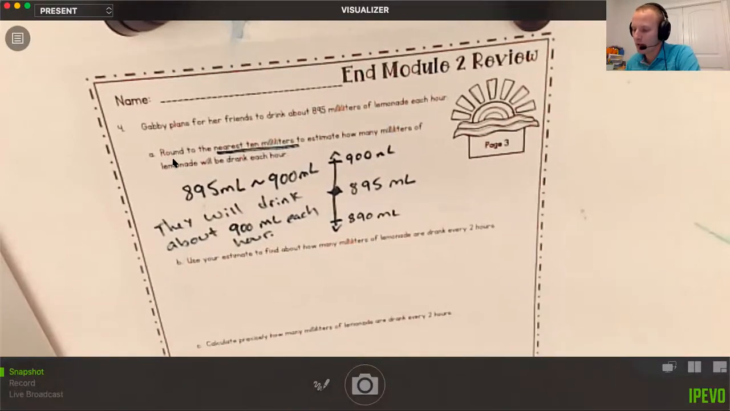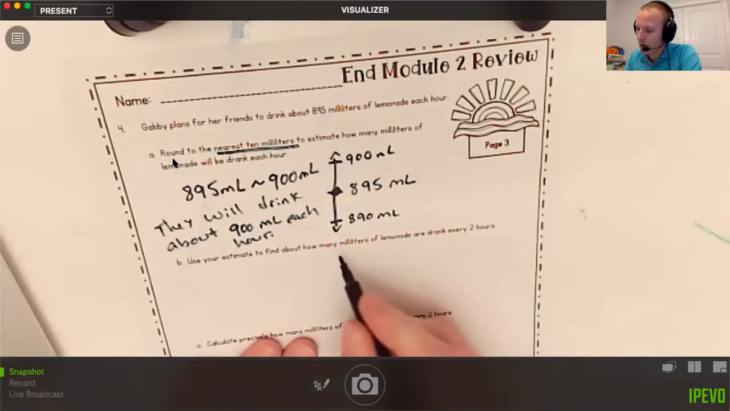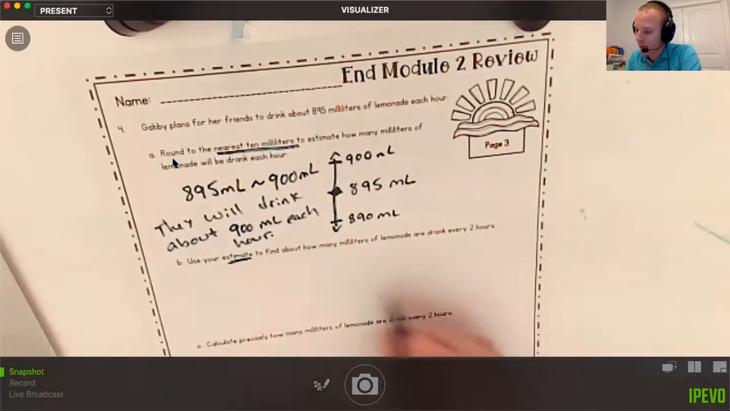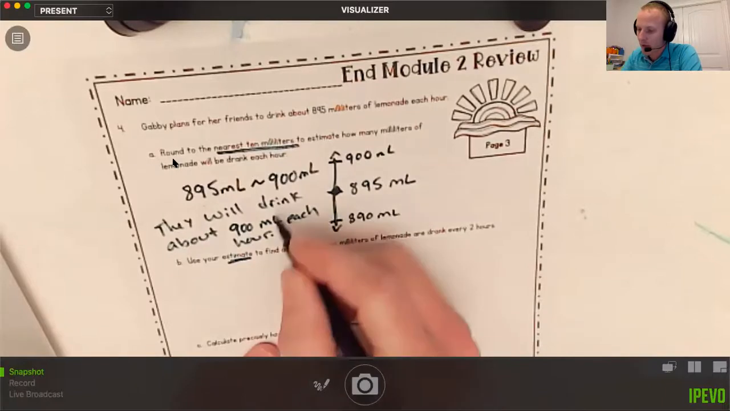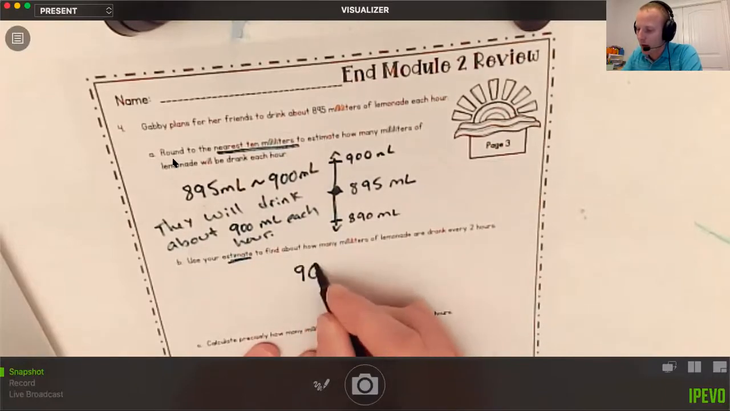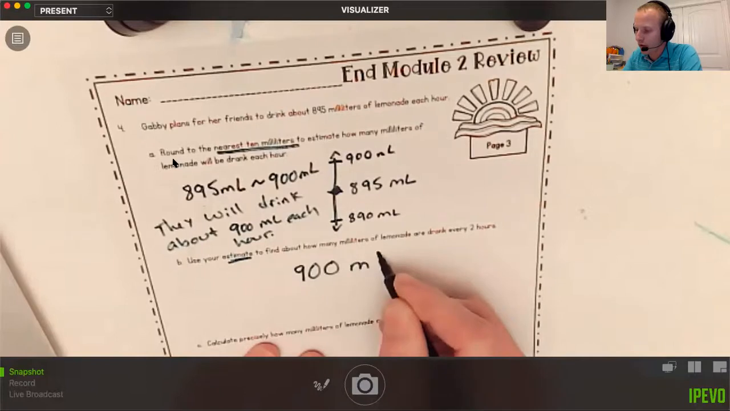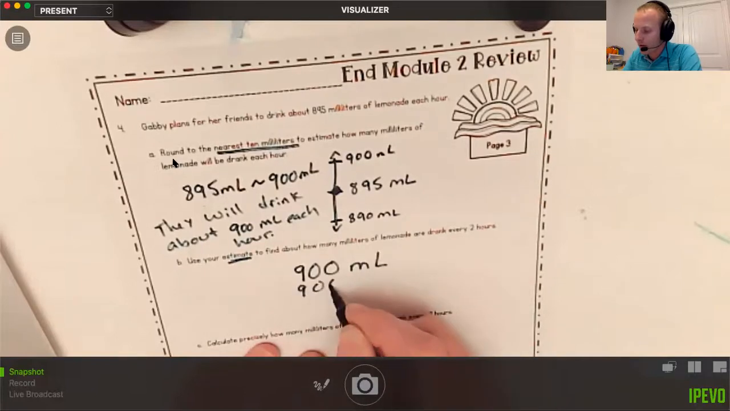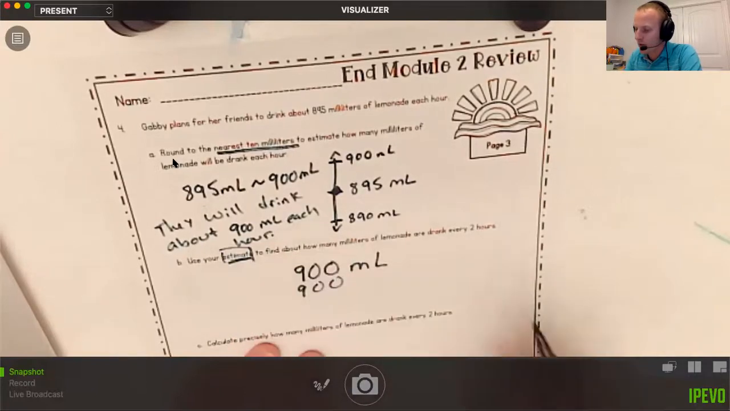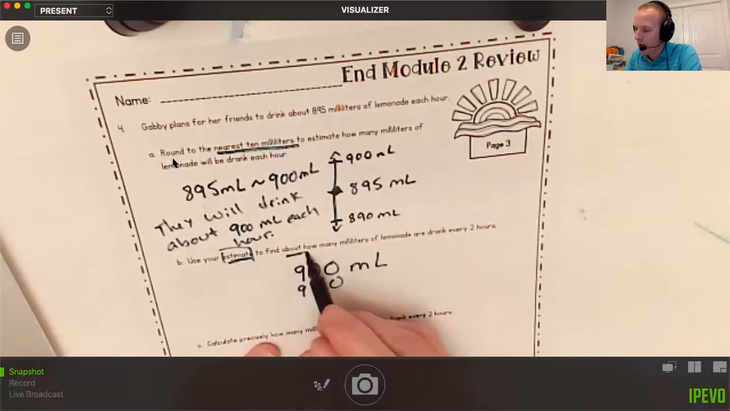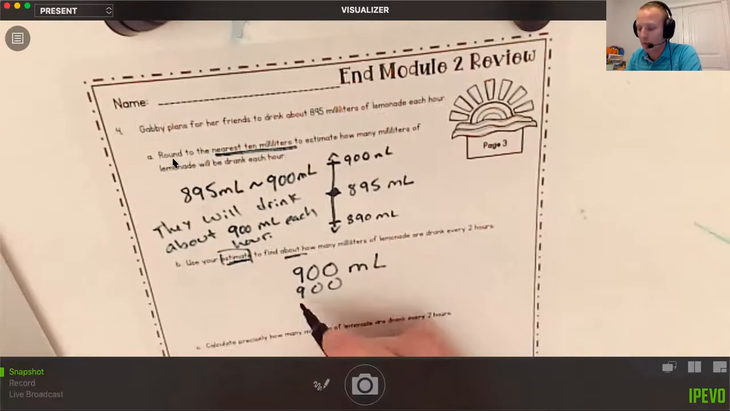It says use your estimate to find out about how many milliliters of lemonade are drunk every 2 hours. Okay, well, I can do that. So I'm using the estimate, which means I take my 900. This is where you have to really read directions carefully. When it says use your estimate to find out about how many, that means you're not finding the exact amount yet.